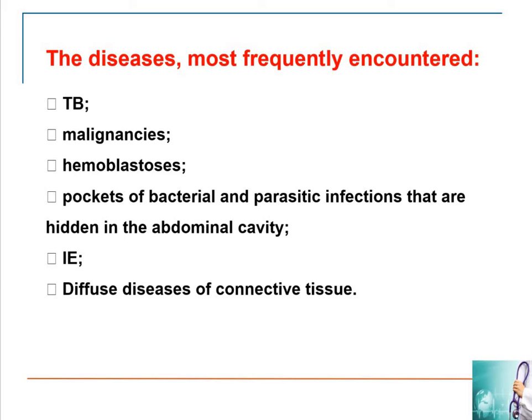On this picture, you can find a list of the diseases that are most frequently encountered. Of course, it could be tuberculosis, malignancies, hemoblastosis, pockets of bacterial and parasitic infections that are hidden in the abdominal cavity, infectious endocarditis, and diffuse diseases of connective tissue.